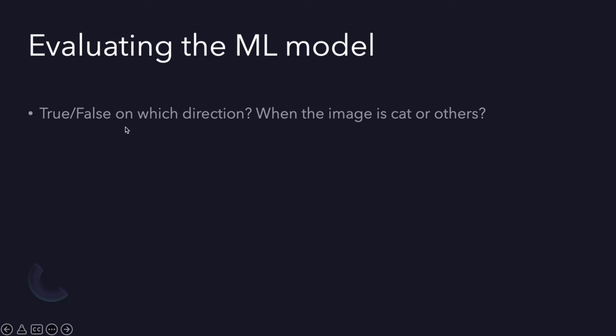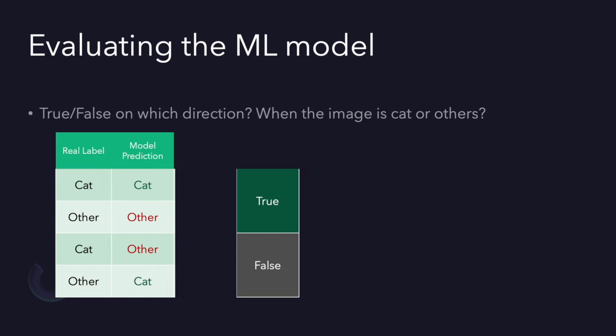We need to know the direction of true and false. Cat means positive. Other animals, non-cats, mean negative in our example. Then I need to know if the prediction is true when the image is a cat, in other words, the image is positive, or if the prediction is true when the image is non-cat, negative. We need to know that. Therefore, firstly, we should see the real label of each example and the model's prediction.